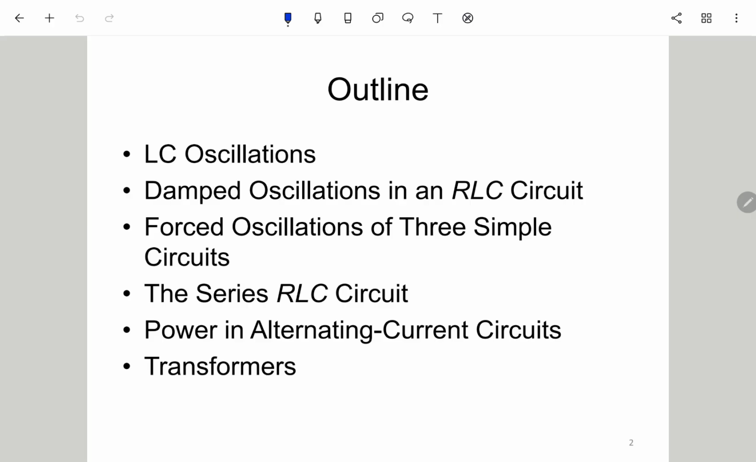With the R in it, there will be some energy loss in between, so the oscillation will decay gradually. And then the forced oscillation of three simple circuits. In this part we will learn the phasor.